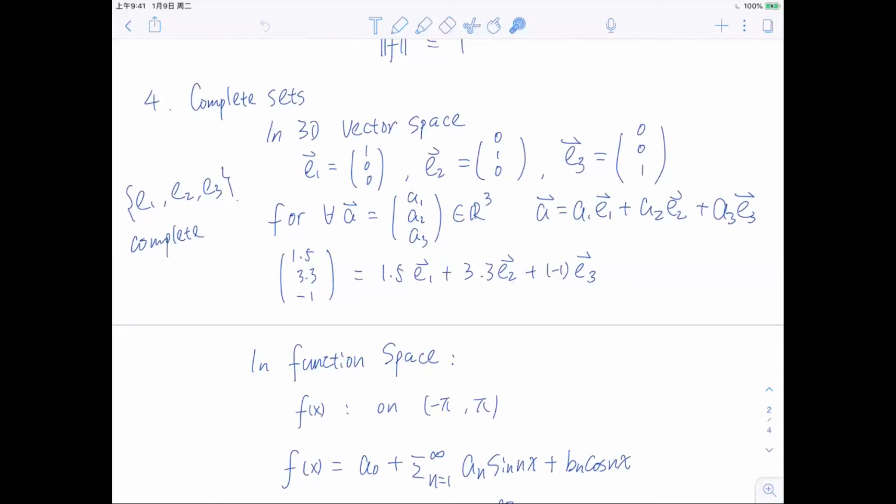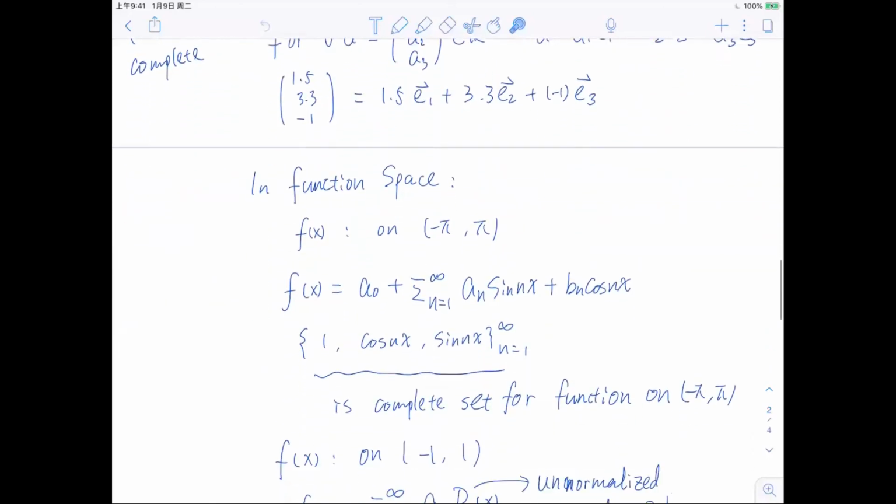For example, such a vector 1.5, 3.3, minus 1 can be written as 1.5 times E1 plus 3.3 times E2 plus minus 1 times E3. So for any vector in this space, it can be represented as a linear combination of such a set. Then we say such a set is a complete set.